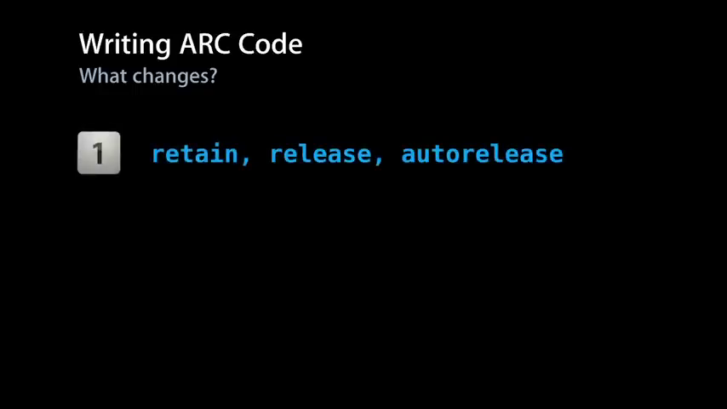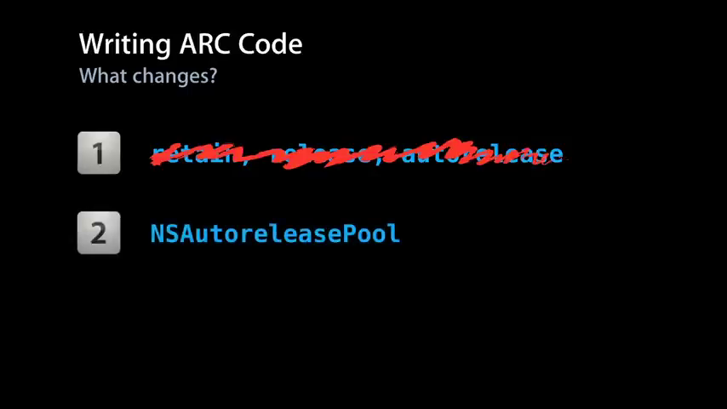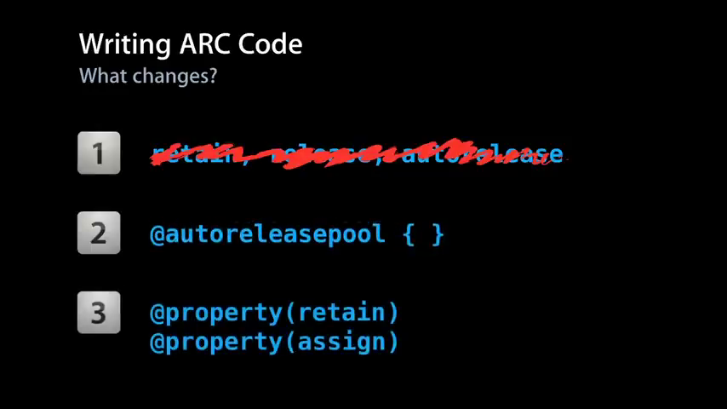Let's summarize what changes when you write code using ARC. First, retain, release, and autorelease go away. You can purge them from your memory. Second, NSAutoreleasePool becomes @autoreleasepool, with direct support in the language syntax. Third, retain properties become strong, and assign properties become weak.